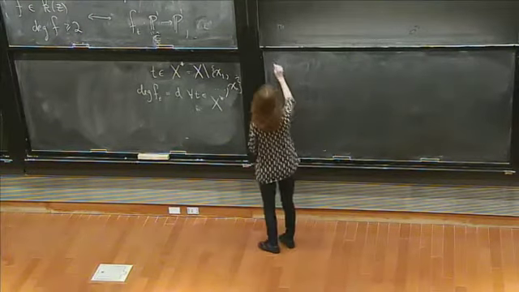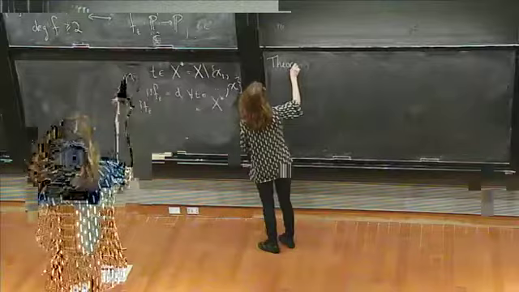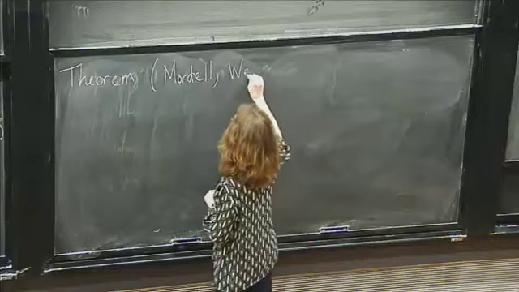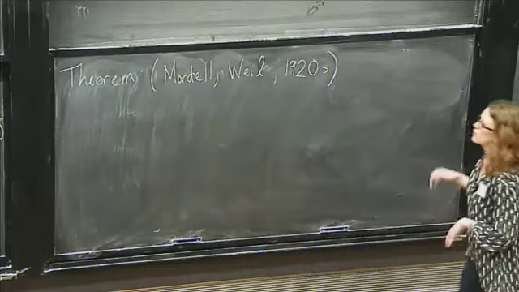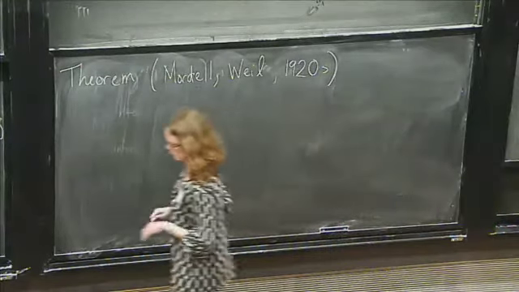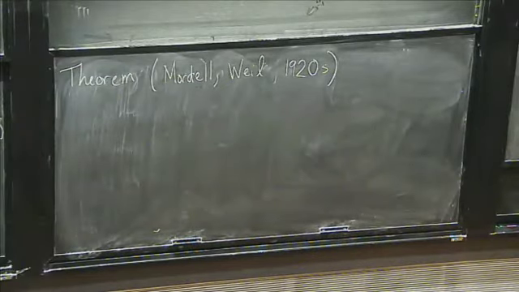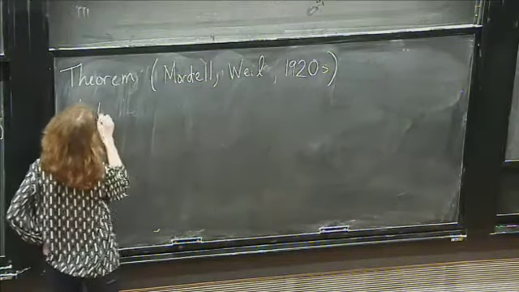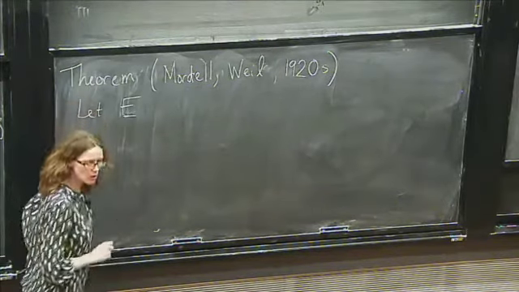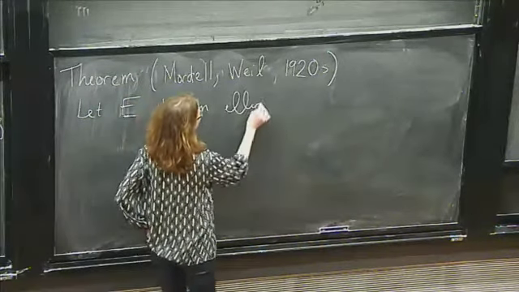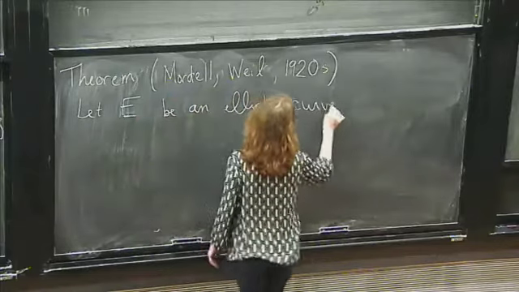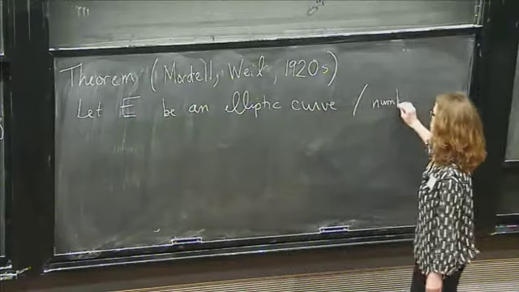Okay, so here's the theorem due to Mordell and independently Weil in the 1920s. Well, I guess they contributed different ingredients. Mordell proved this theorem over the field of rational numbers, Weil extending to arbitrary number fields. So what's the statement? So let E be an elliptic curve defined over a number field. I'll remind you what that is in a moment. Just a second. An elliptic curve over a number field.